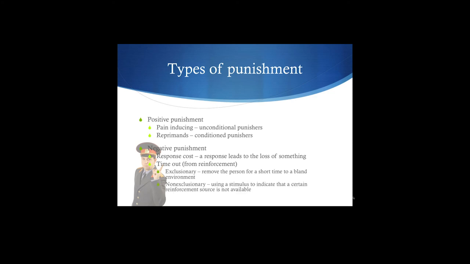So the other one, non-exclusionary, is using a stimulus to indicate that a certain reinforcement source is not available. Again, we'll go into more depth here, but basically it's signaling. If you've got a kid in the classroom, it would signal to the teacher that child X is not going to get any attention for the next 3 minutes or something like that.